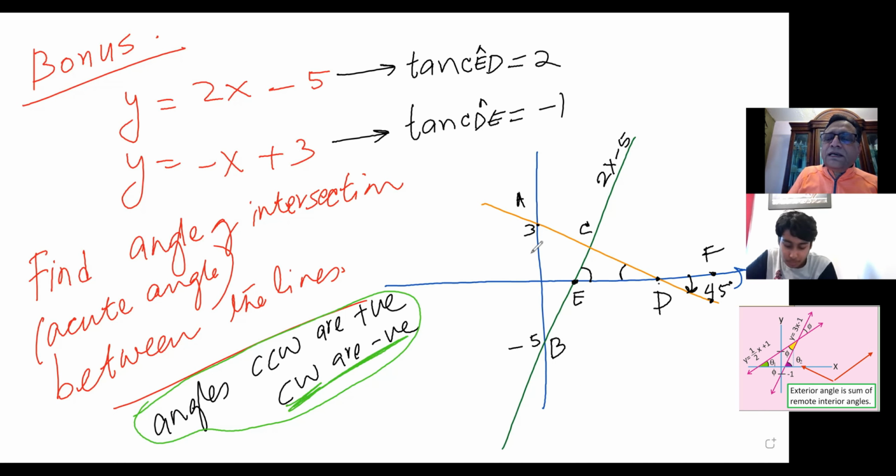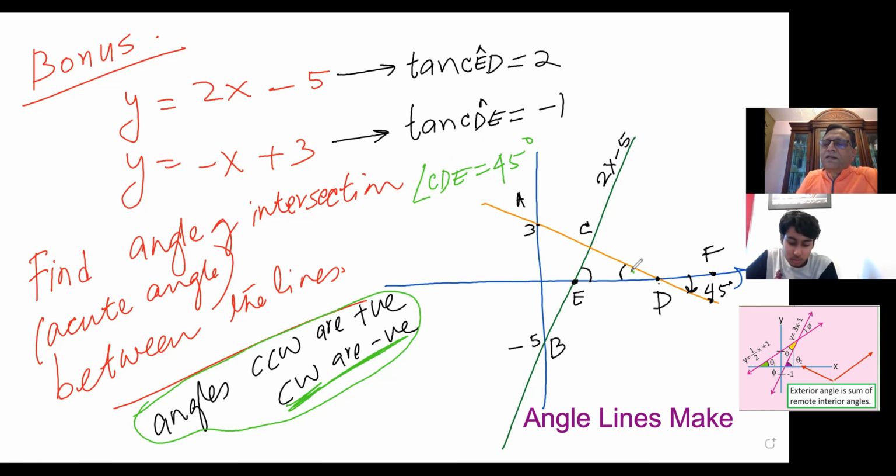So you get this angle CDE equals 45 degrees, correct? Because they are vertically opposite angles, right? Correct? And how much do you find this angle CED, if tan of CED is 2? Tan inverse of 2 is how much?